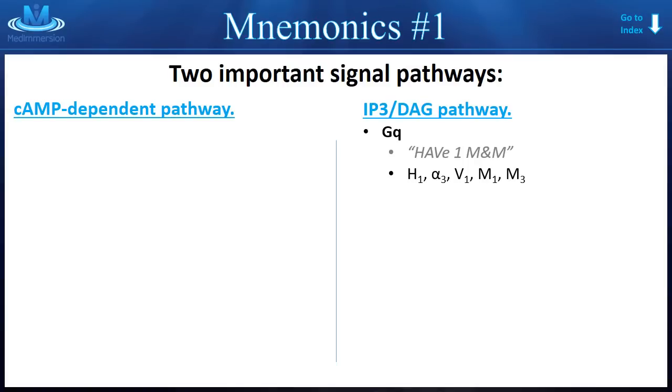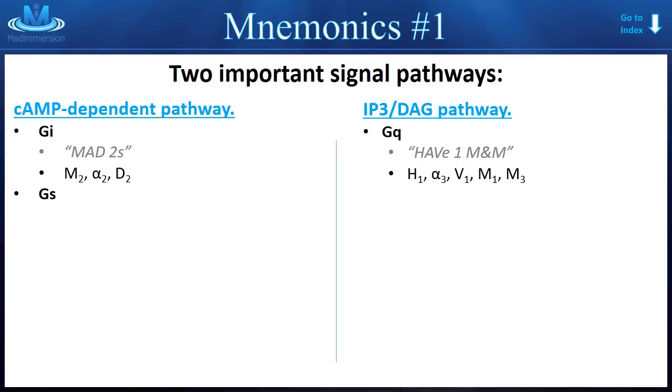On the other side, the cyclic AMP two G proteins, what are they? Gi and Gs. You got to know it. You have to know it. Very, very important. For the Gi, you're going to remember MAD2s, okay? For the cholinergic, adrenergic, and dopamine 2 receptors, subtype 2s.